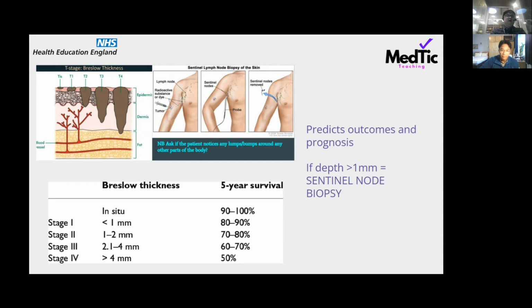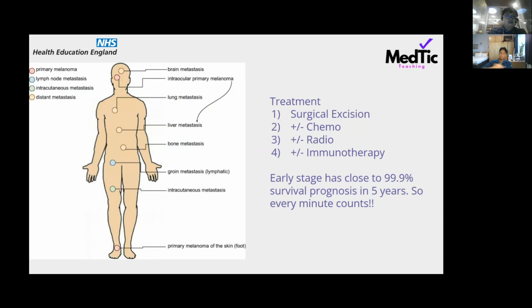If we just go to the next bit, once you get the sample, a way to assess the severity is something called the Breslow thickness, which is the extent of depth of the melanoma. The higher the Breslow thickness, the higher the stage, and the worse the 5-year prognosis would be. And if the depth is more than 1 millimeter, which is basically stage 2 or above, you would need to do a sentinel node biopsy just in case it metastasizes to the closest lymph node to the site of the melanoma.